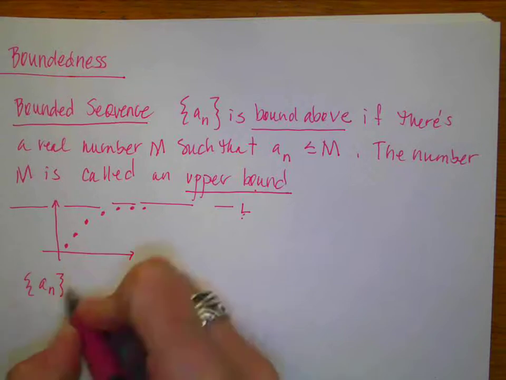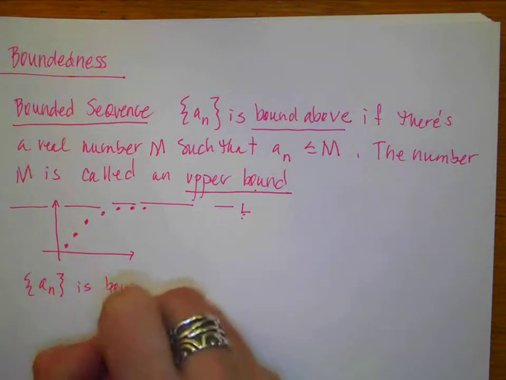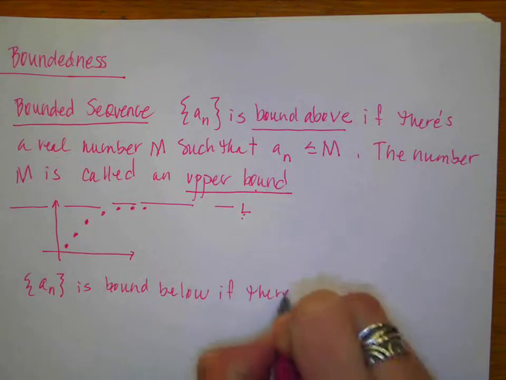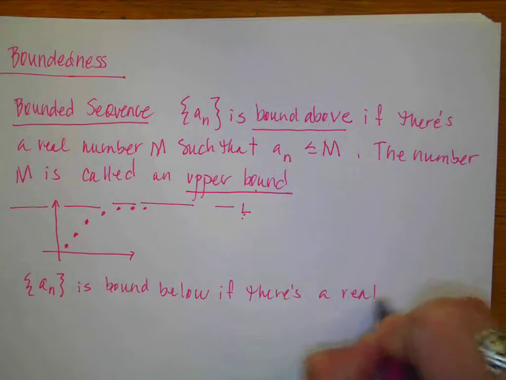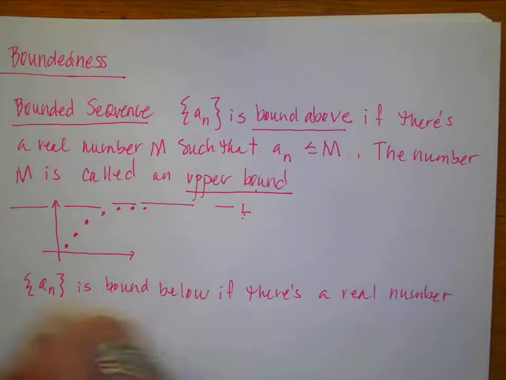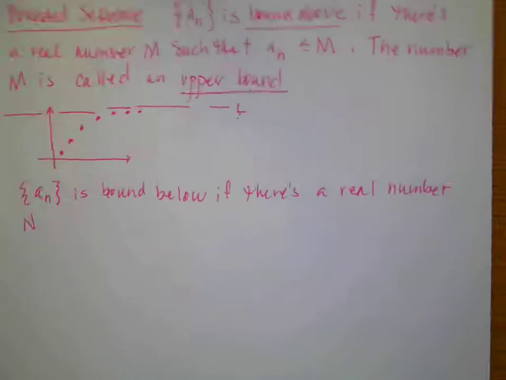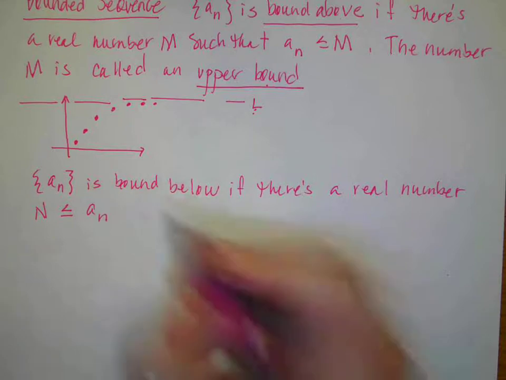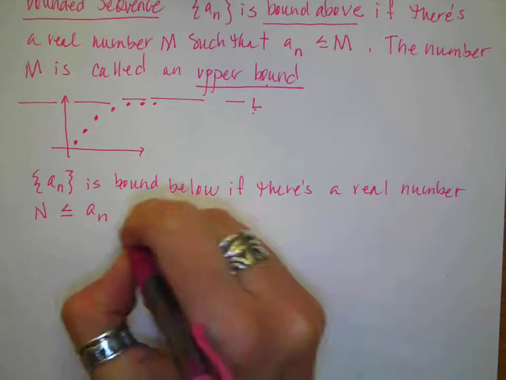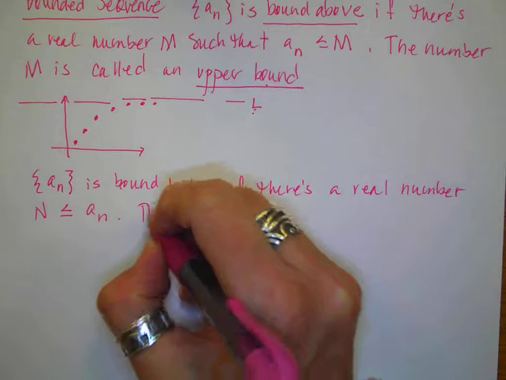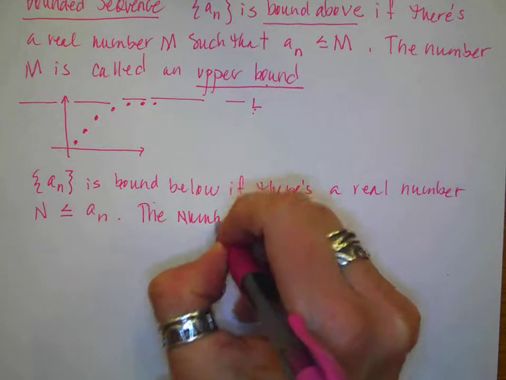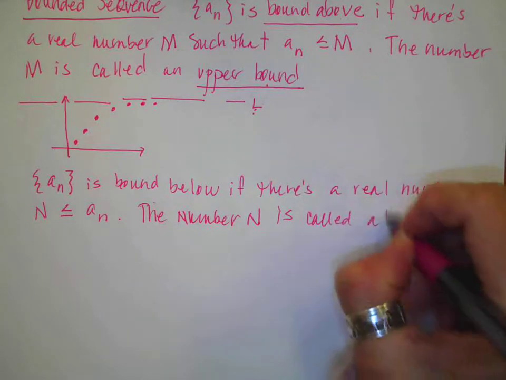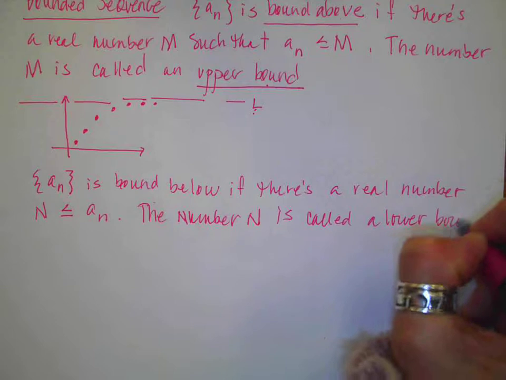Okay? Well, then we can say, if we can have an upper bound, then that means we can also have a lower bound. A sequence is bounded below if there's a real number, we'll call this guy n just so we don't confuse things, n is less than or equal to a sub n for all n, okay? And so then that means that the number n is called a lower bound.